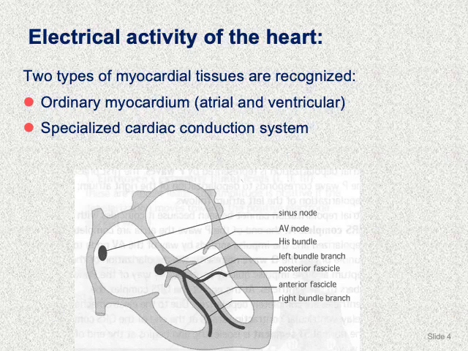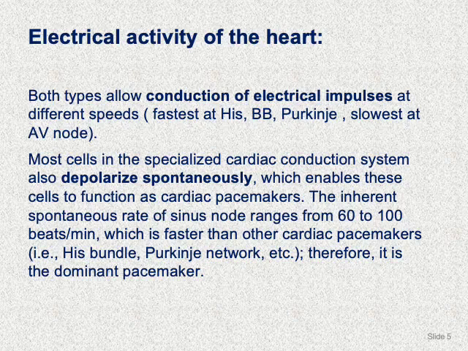The left has posterior and anterior fascicles, and through these bundle branches and fascicles we have a network of Purkinje fibers which conduct the signal of depolarization to each portion of the ventricular myocardium. So the function of this specialized myocardial system actually is the conduction of electric impulse together with the ordinary myocardium.